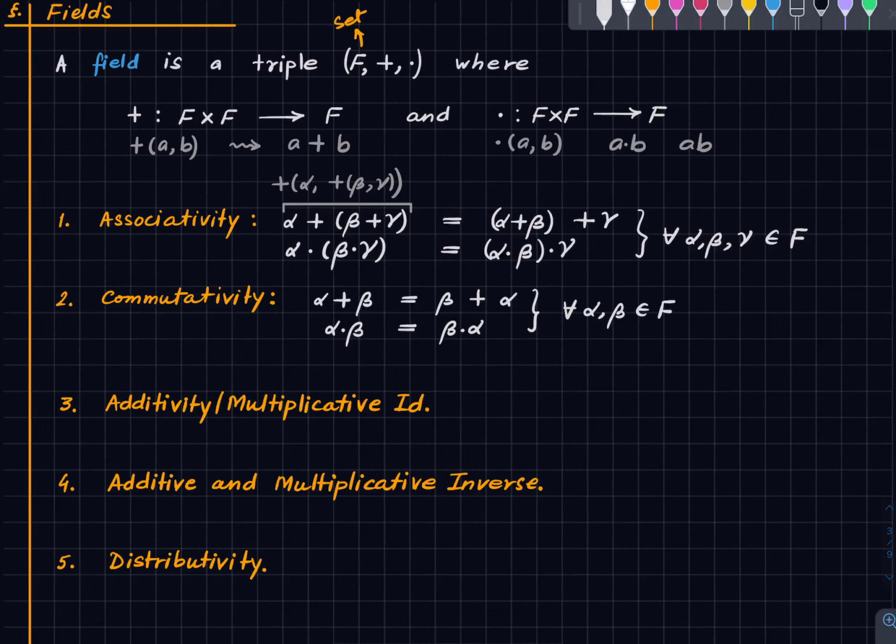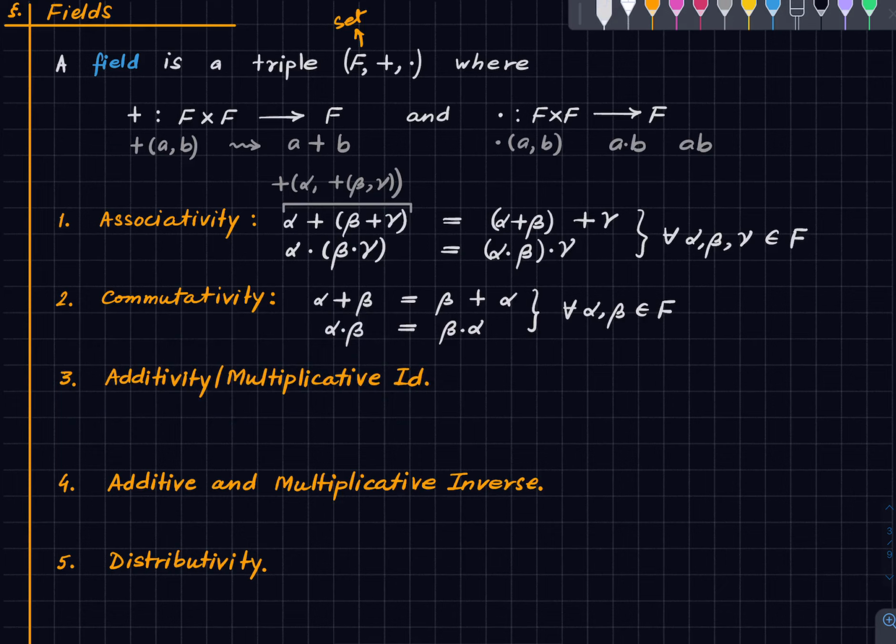Okay. Additive identity and multiplicative identity. So additive identity insists that there exists some element which we will call 0. Again, this 0 has nothing to do with rational numbers. This is just a symbol that we call 0. There is an element 0 in F such that 0 plus alpha is alpha for all elements of the field.